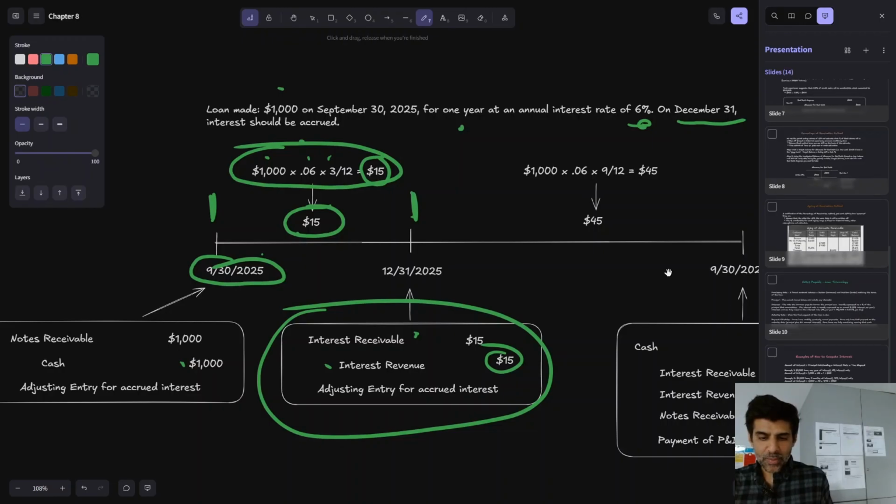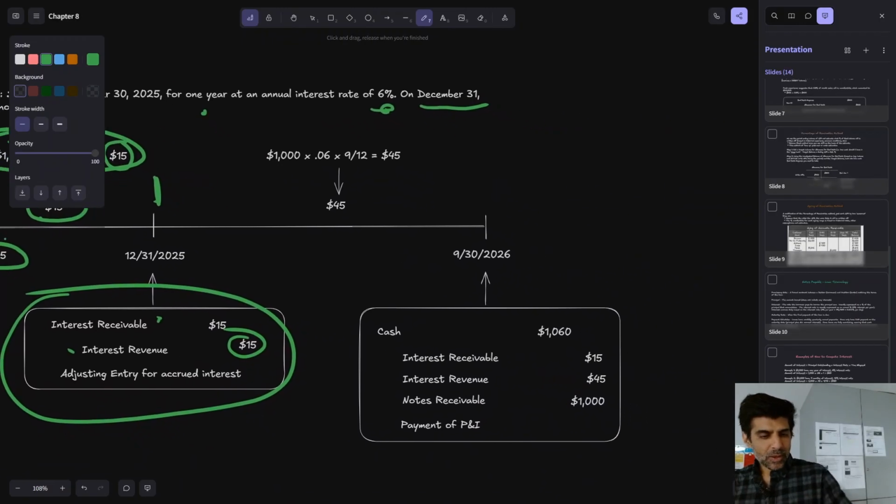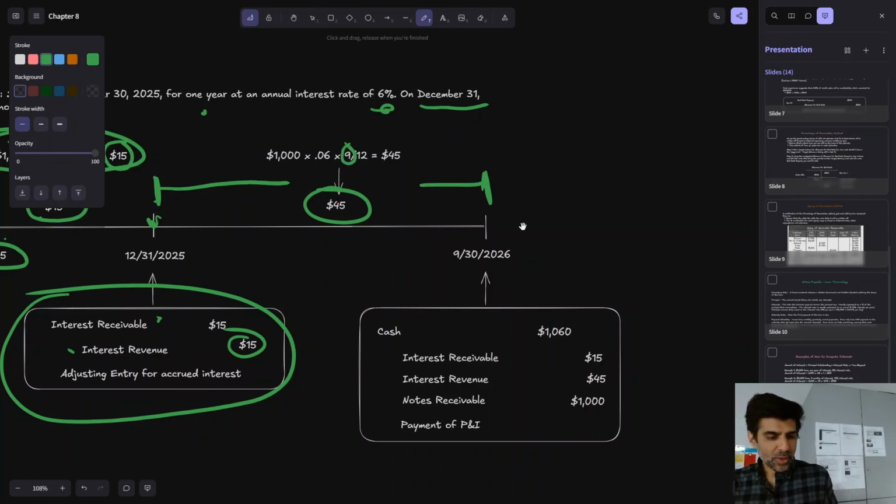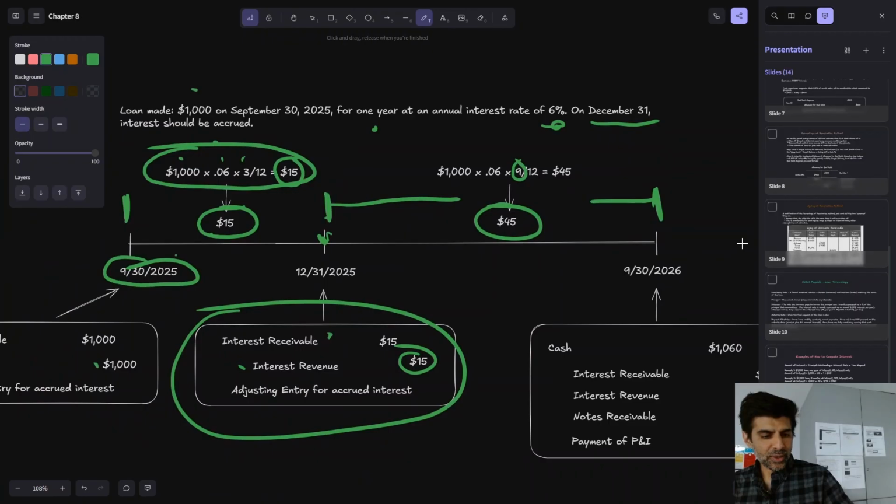Now when the payment happens, we're going to have the rest of the interest, from the end of the year to the payment date, which is just the rest of the 9 months of the year. Because remember, 3 of it got included in this last period. 9 months is included in the next year.